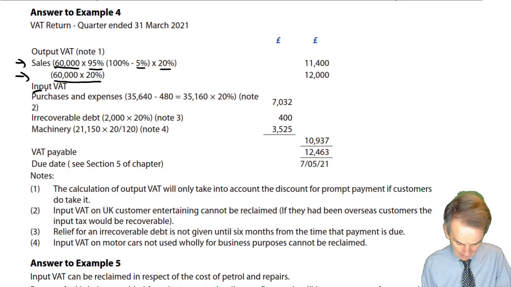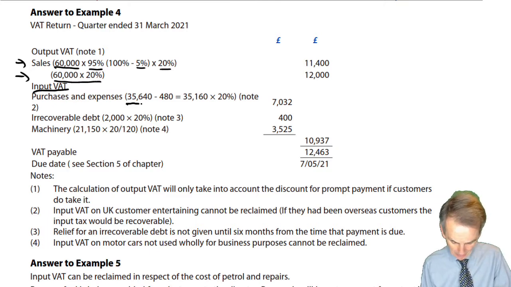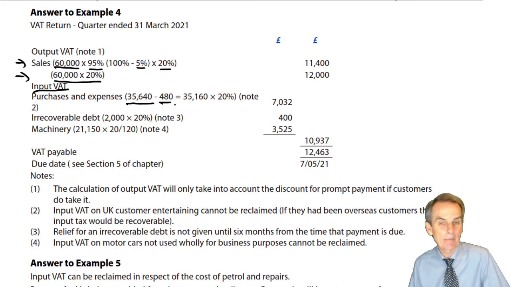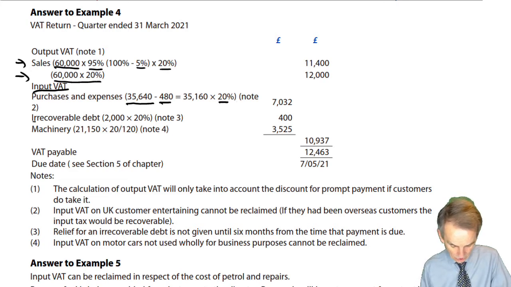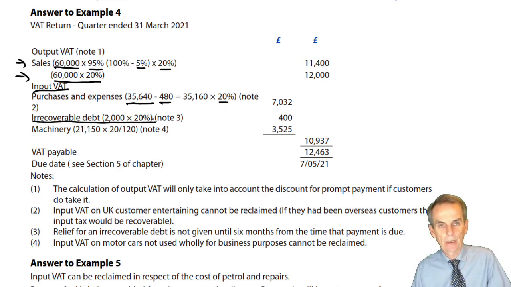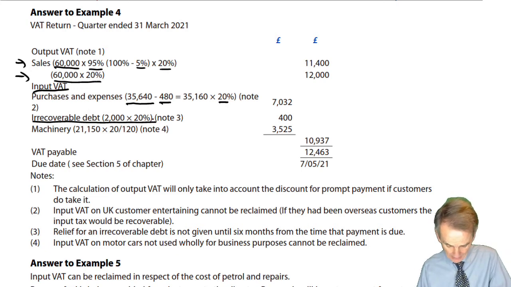In relation to our input VAT, the purchases and expenses total $35,640, but that included the entertainment expense in relation to UK customers. That is not recoverable, so we exclude that and then take the VAT on that net sum. Just one of the irrecoverable debts has its 6-month anniversary of when the amount was due to have been received before the end of this VAT return period. And on that basis, therefore, we can get back that £400 there.